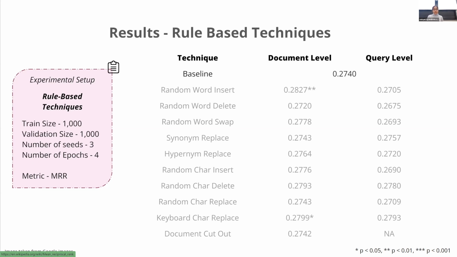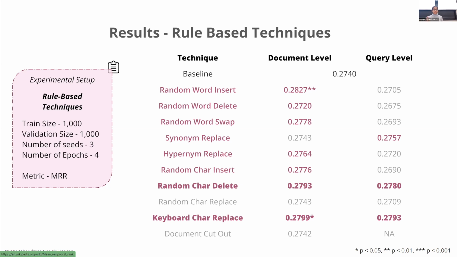Over here, we noticed that a couple of techniques do perform better than the baseline. However, only 2 of them are significantly performing better than the baseline. Also, we noticed that the techniques that perform well at document level do not necessarily perform well at query level or vice versa. However, we do notice that there are 2 techniques that perform consistently slightly better, but it's not significant when we look at the results across both document level and query level.